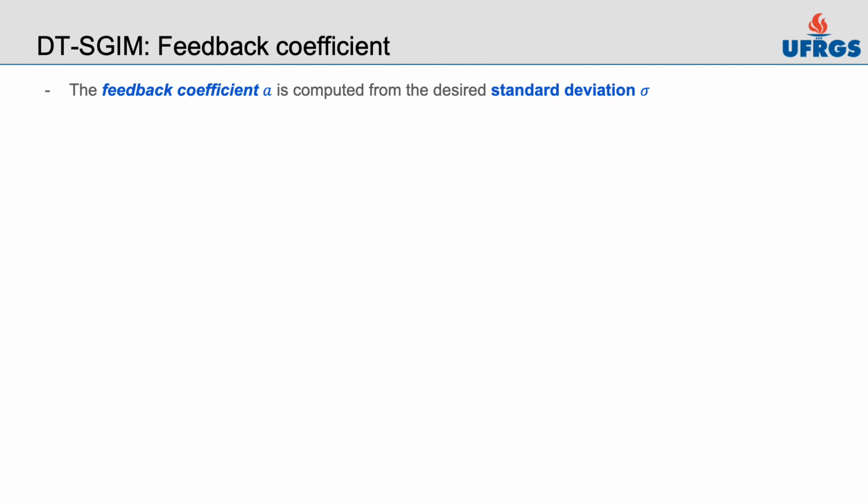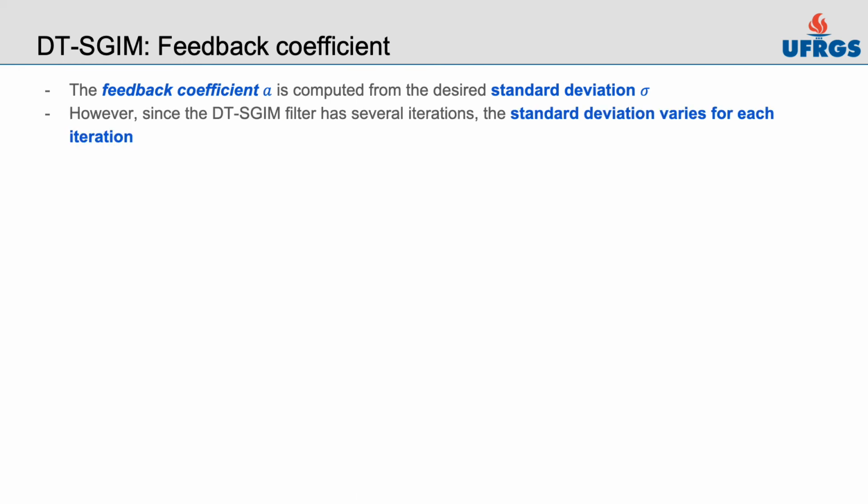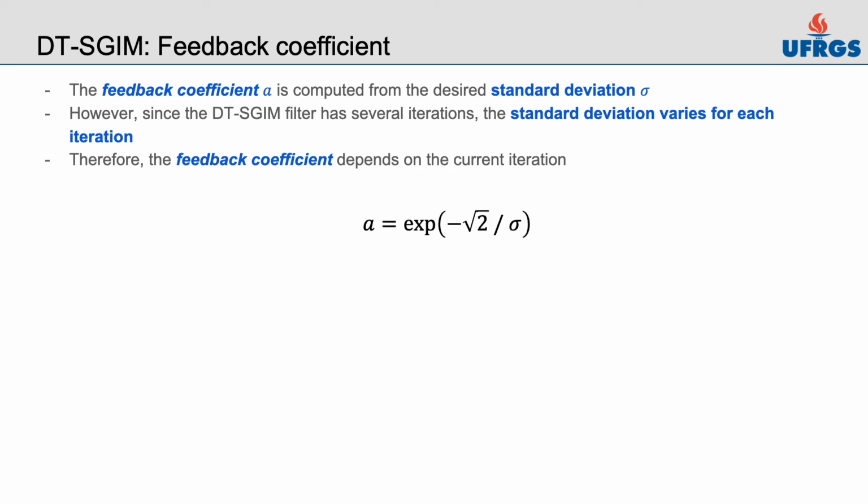The feedback coefficient A, shown in the previous slide, is computed from the standard deviation sigma. However, since our filter has several iterations, the standard deviation varies for each iteration. Therefore, the feedback coefficient depends on the current iteration as well. This is how we define the feedback coefficient. Note that it depends on the standard deviation, and this is how the standard deviation for each iteration I is computed. In this equation, n is the total number of iterations, which is defined by the user.